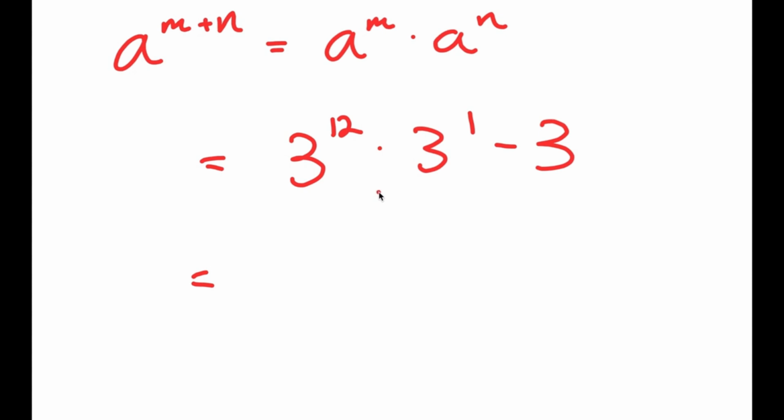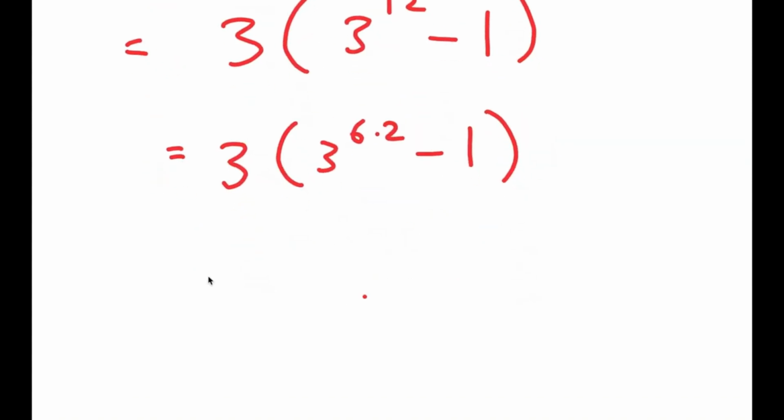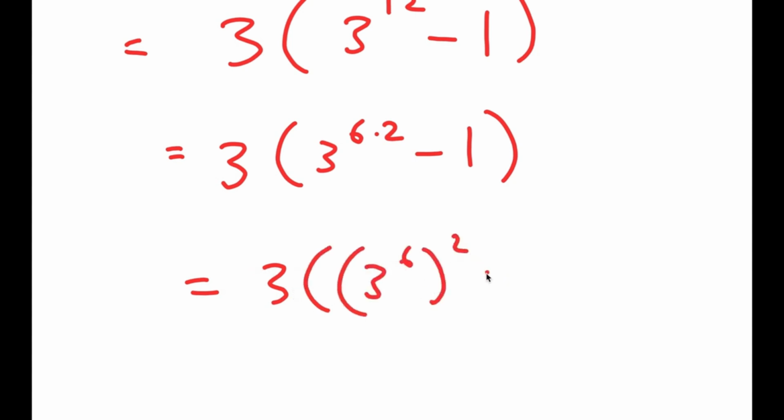And from here, I can factor out 3. So I get 3 times 3 to the power of 12 minus 1. Now 3 to the power of 12, I'm going to rewrite as 3 to the power of 6 times 2. And that's equal to 3 times 3 to the power of 6, to the power of 2, minus 1 squared.